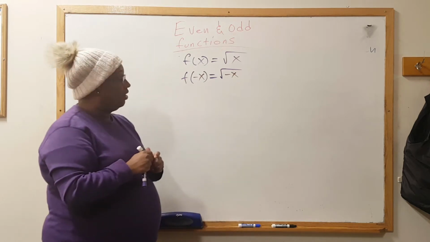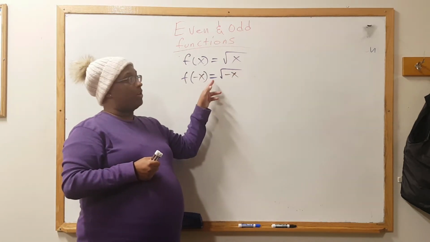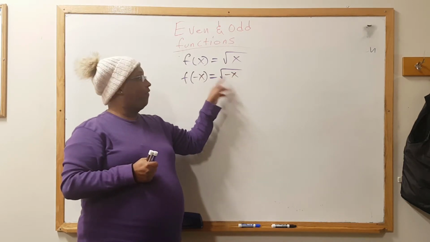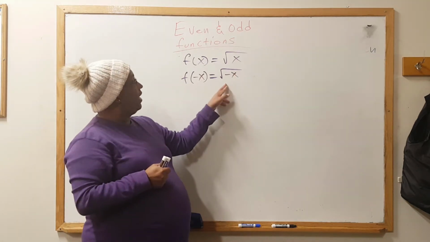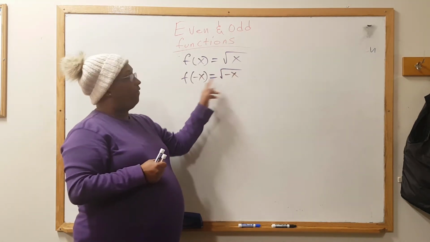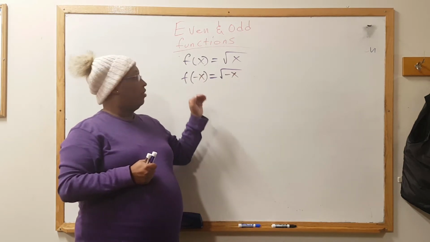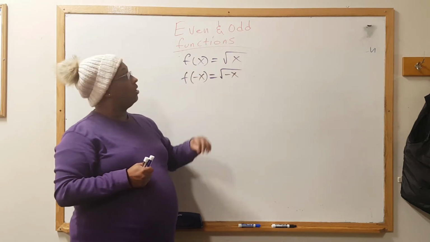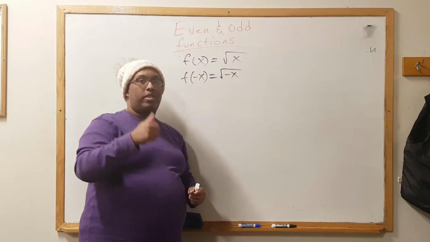Now, this negative, we can't just factor it out of the square root. The square root is a special function, so we can't factor the negative out. We're looking at this is not the same as the original. We can't factor the negative out, so it doesn't give us the opposite of the original. Therefore, this function is neither even nor odd. And I'll be back with one more example.